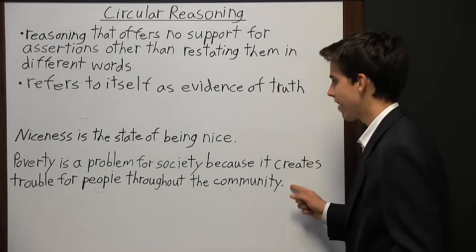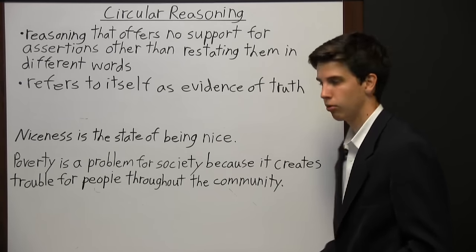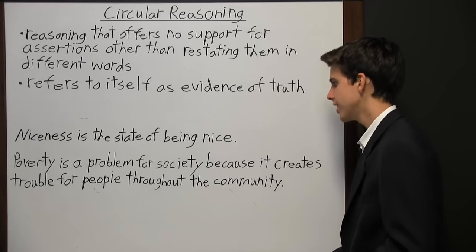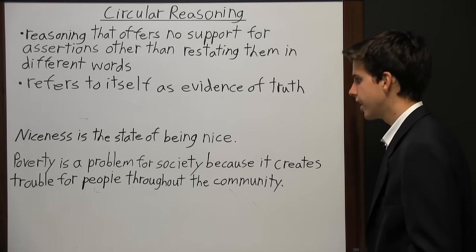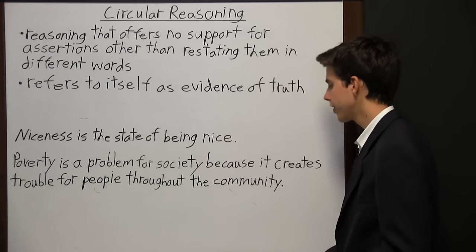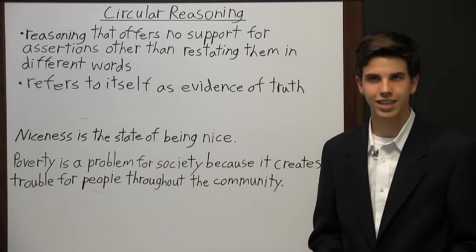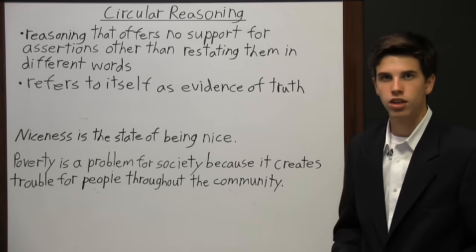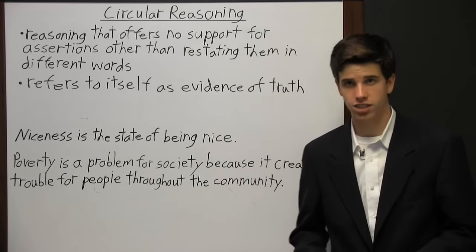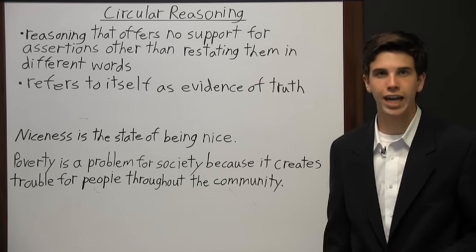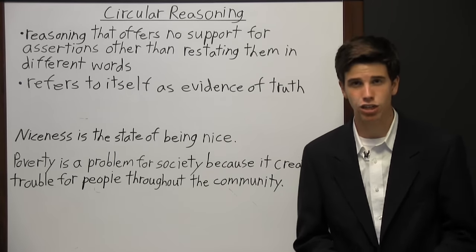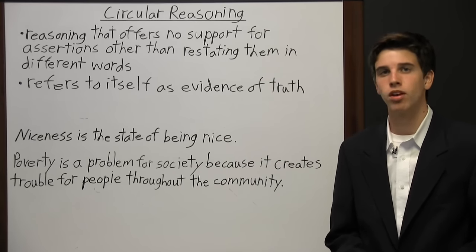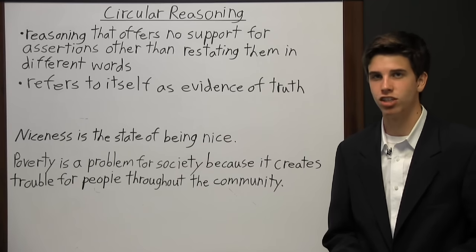Now, right here we have a little bit of a more complicated example, and this is what you are more likely to find in your reading. It says poverty is a problem for society because it creates trouble for people throughout the community. So it is redundant to say that poverty is a problem because it creates trouble. So when an author engages in circular reasoning like this right here, it is either because he or she has not fully thought out the argument or because they cannot come up with any legitimate justifications.